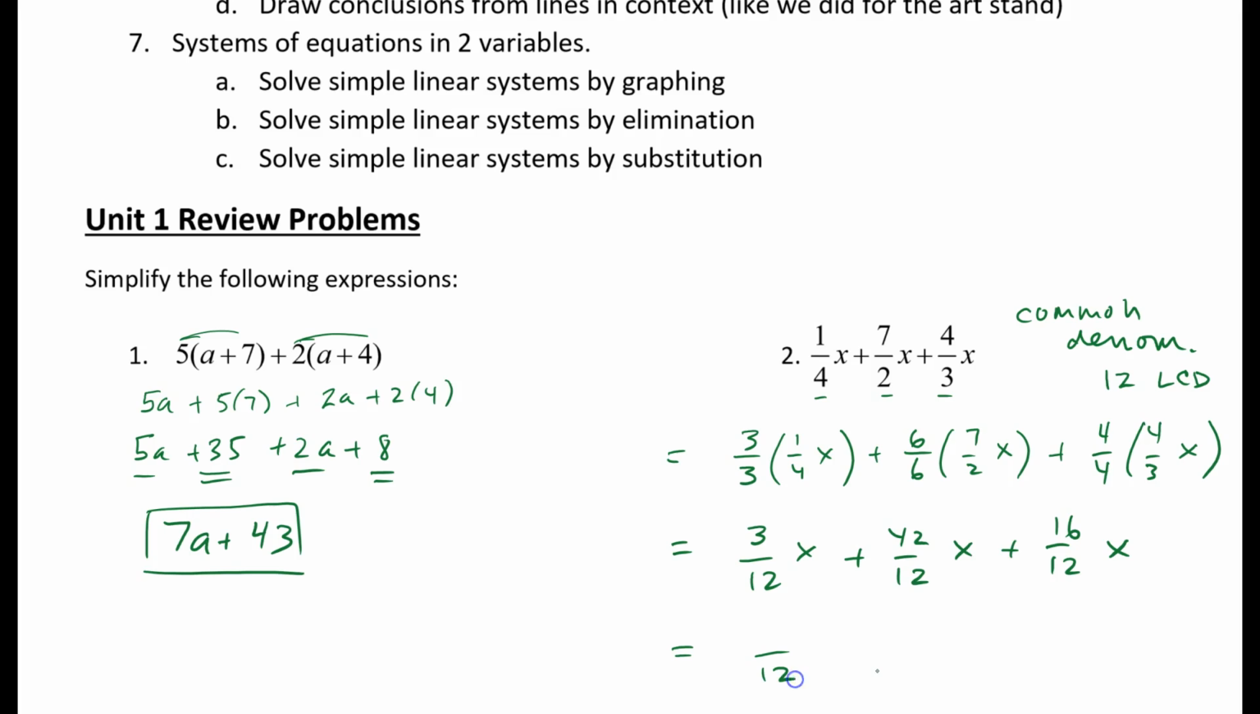So it's going to be something 12ths. So 3 plus 42 is 45. 45 plus 16 is 61. And 61 12ths x is the answer. I don't think that simplifies any further.